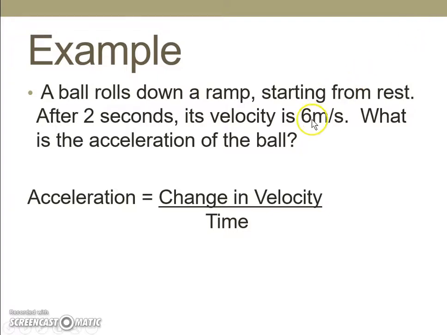So we ended with 6 meters per second. We started with 0 meters per second, and our time was 2 seconds. So this is how you should have it written out. And you don't even need your calculator for this one. This one's a simple one. So 6 minus 0, well, that's just 6. 6 divided by 2, you should get 3. And then, of course, we need to add back in our units, which is meters per second squared.